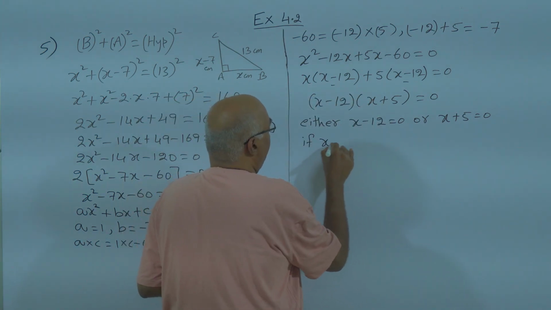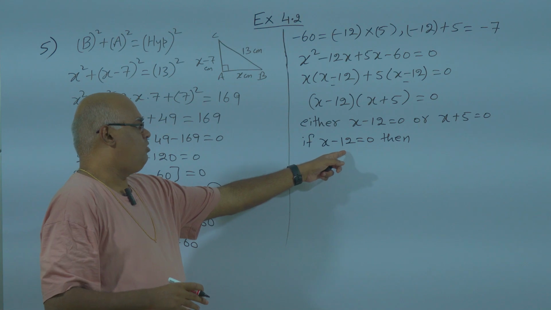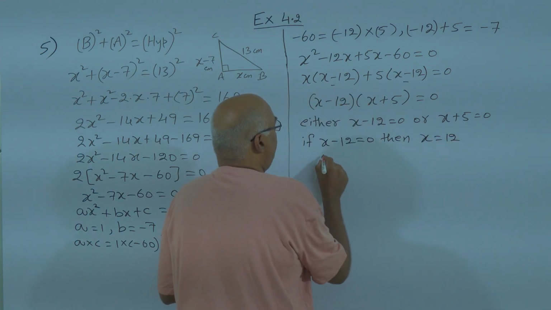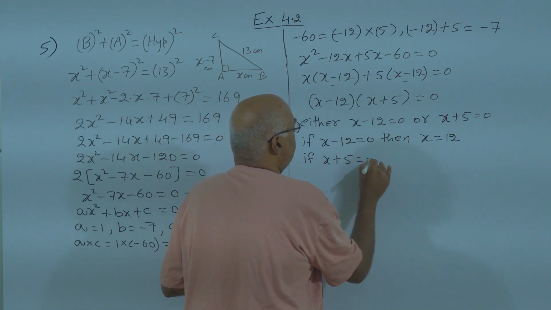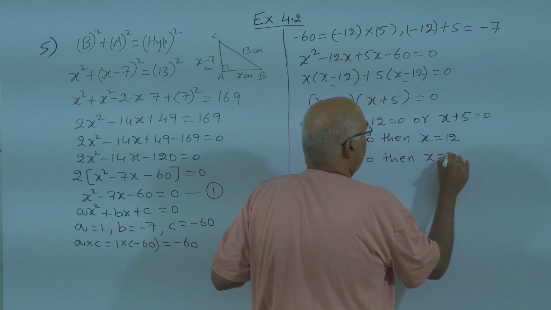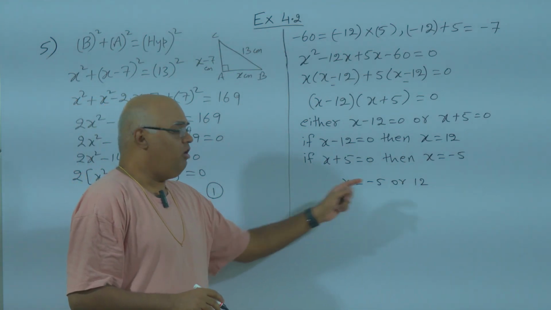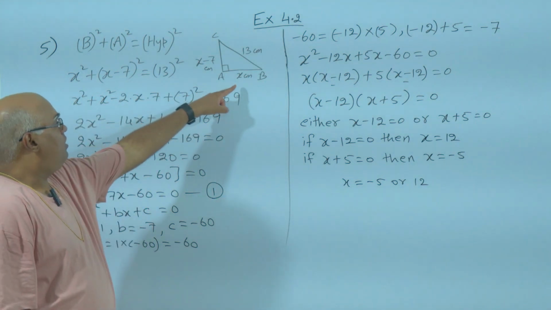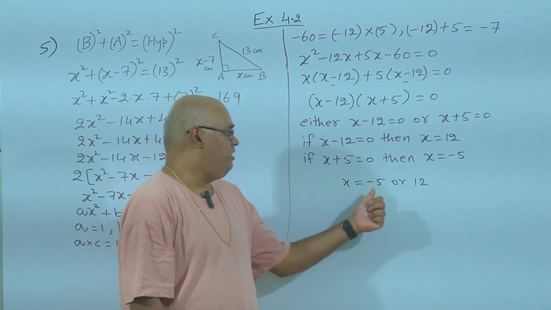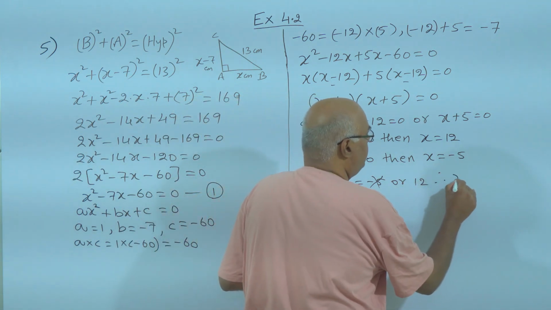If x minus 12 is equal to 0, then see here on the left side of the equal to sign, I have minus 12. If I take this minus 12 to the other side of the equal to sign, it will become plus 12. Then x is equal to 12. In the same way, if x plus 5 is equal to 0, if I take this plus 5 to the other side, it will become minus 5. Then x is equal to minus 5. x can take values minus 5 or 12. But x cannot be equal to minus 5. Why? Because x is the base of a right angle triangle, and the base of a right angle triangle cannot be negative. So it's not possible. Therefore, we can say that x is equal to 12.